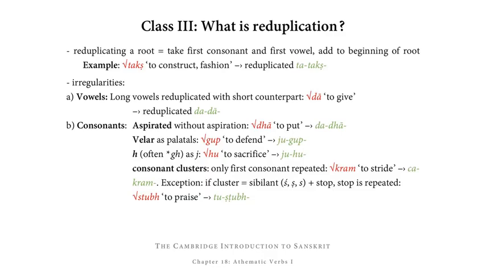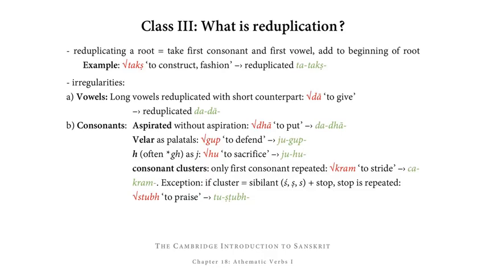Consonant clusters at the beginning of a root reduplicate only the first consonant. So, for example, of kram, meaning to stride or to walk, we get ca-kram. What's happening here is that only the k is reduplicated, not the r. And k is a velar. Velars are reduplicated as their palatal equivalents. And k is the unvoiced, unaspirated velar, which is reduplicated as the unvoiced, unaspirated palatal, which is c. And so we get ca-kram.